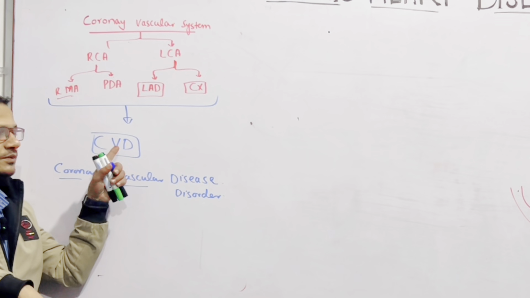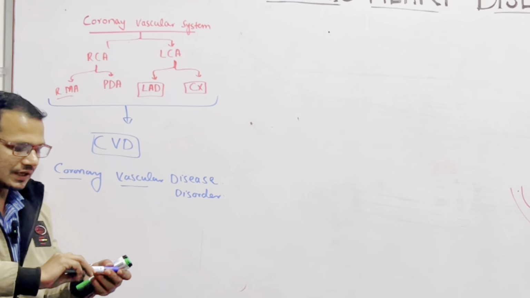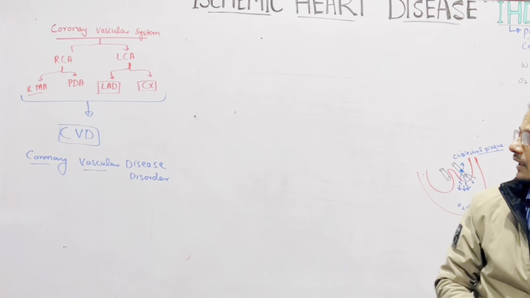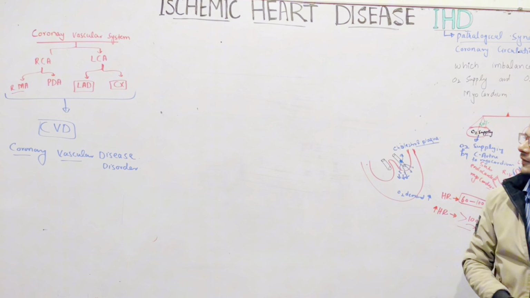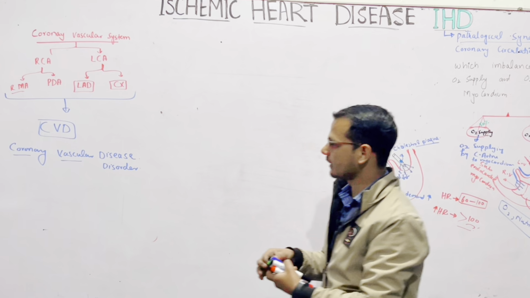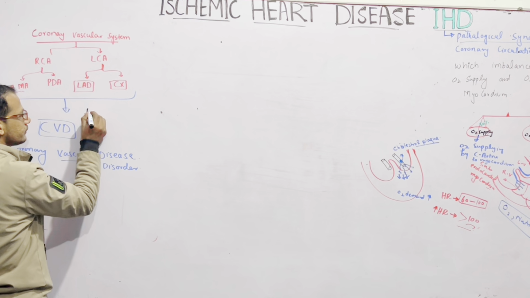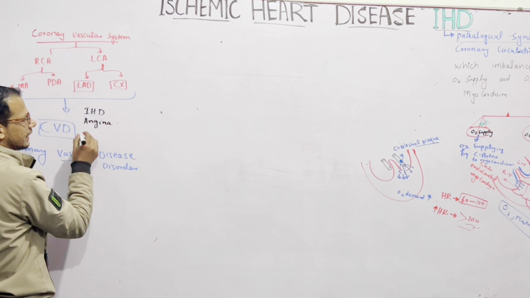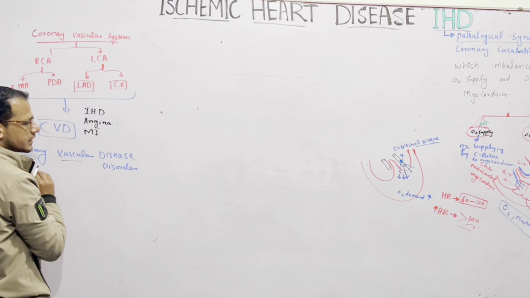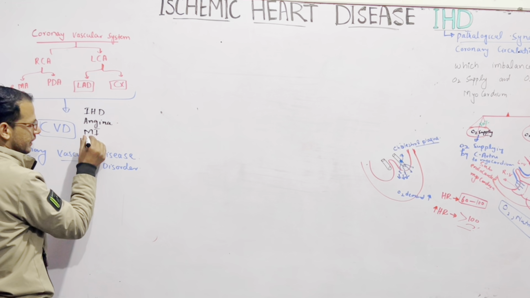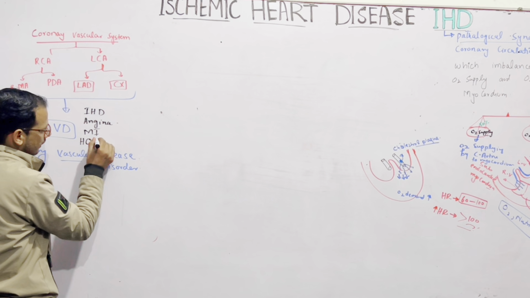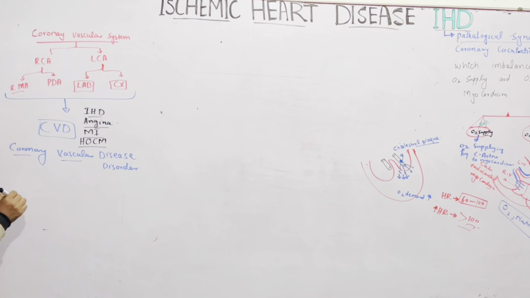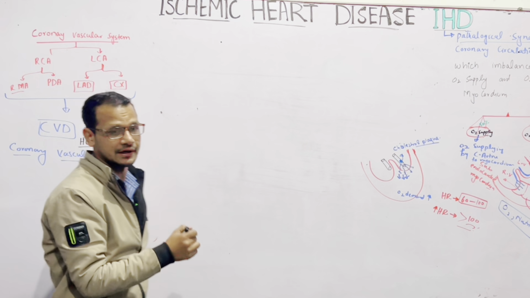Other types we will also discuss because all are included in your course, and for good doctors it is a must to know about all the coronary diseases. For example, now we are discussing IHD, ischemic heart disease. We will also discuss angina, myocardial infarction, and hypertrophic obstructive cardiomyopathy. These are all types of CVD. So, ischemic heart disease is the main type.